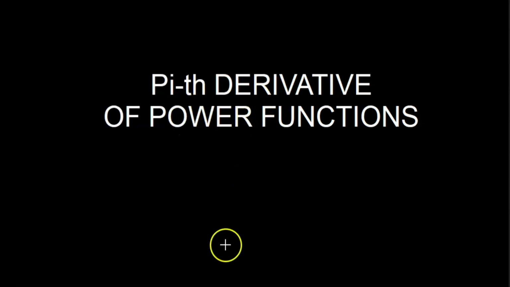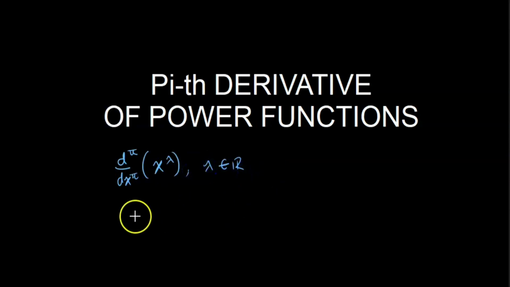So what do you mean by that? Okay, so this is what I mean. We mean the pi order derivative with respect to x of some power function x raised to the power of lambda, where this lambda here is a real number. Good. Okay, but what do we really mean?